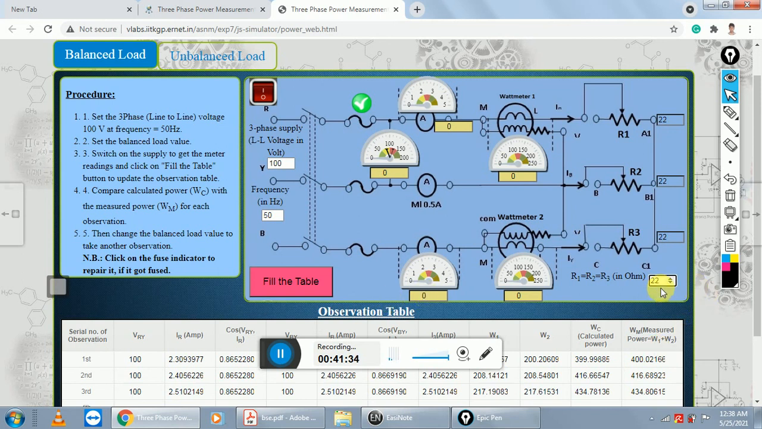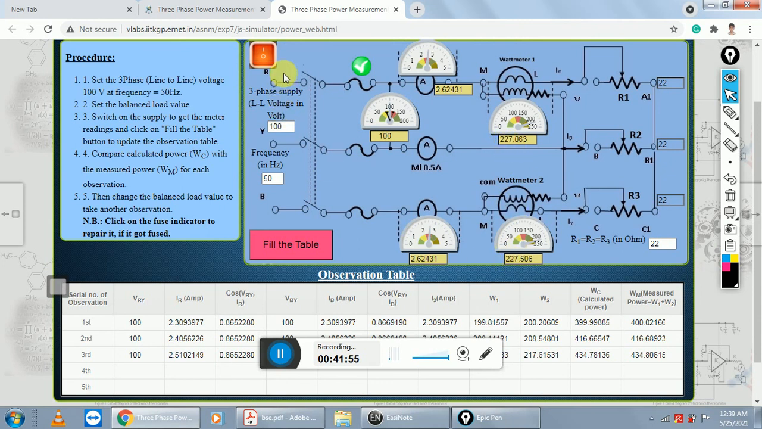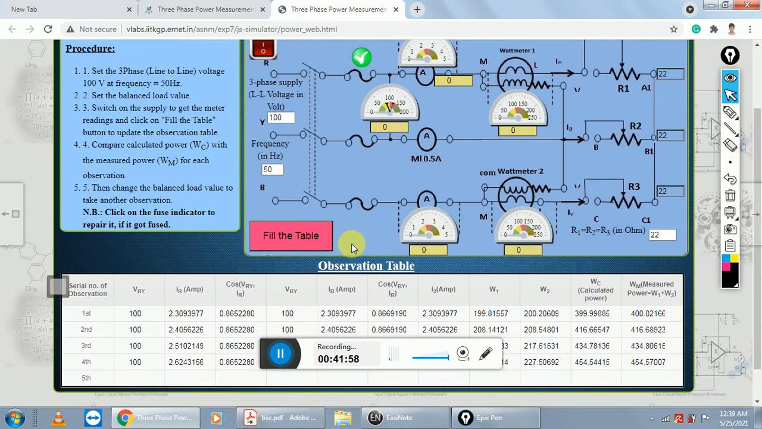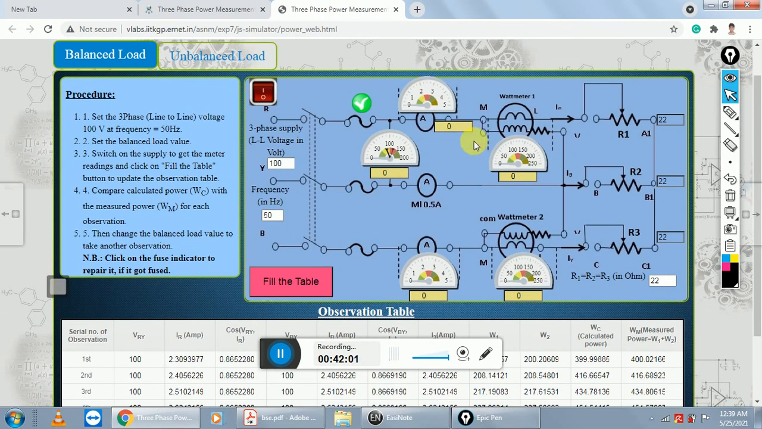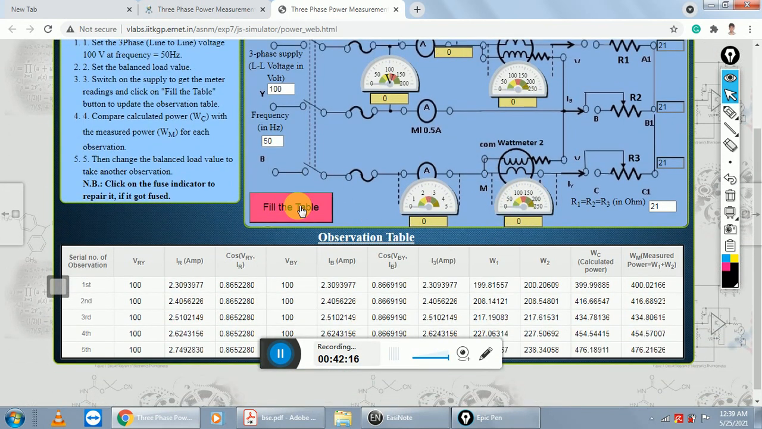Decrease the load. So load is 22 ohm. R1, R2, R3 are 22 ohm. When the load increases, current increases and power also increases. So power again increases to 227 watt. Fill data in table. Again decrease the value of resistance, so current again increases and the power also increases. Fill data in table.